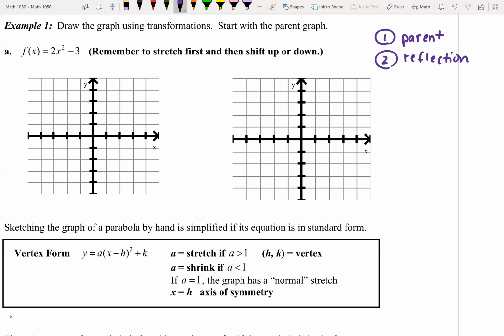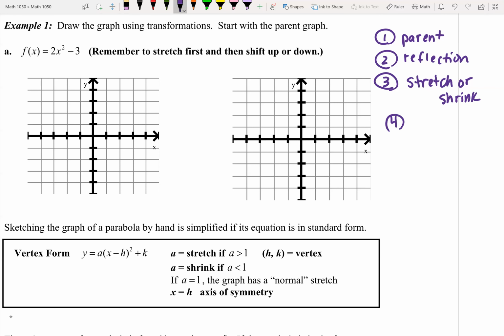Thank you. The third thing that you have to do is a what? It's not. Think of the order of operations. What do you do first? Do you add and subtract first on the order of operations? Those are clear down there, right? So this right here, number 3, is a stretch or a shrink.